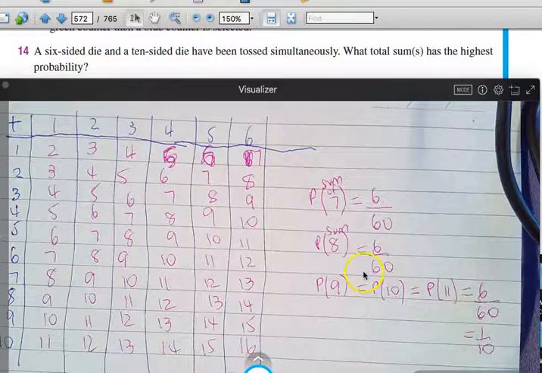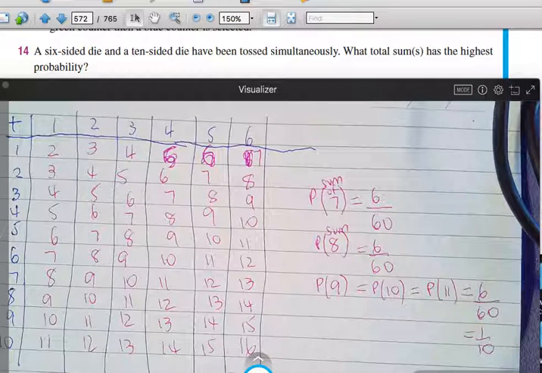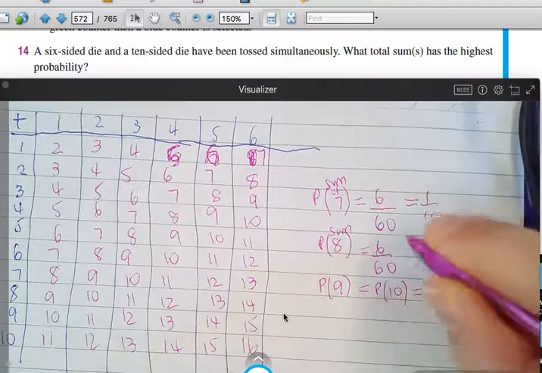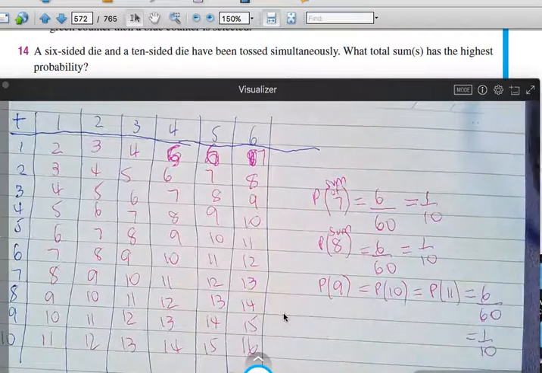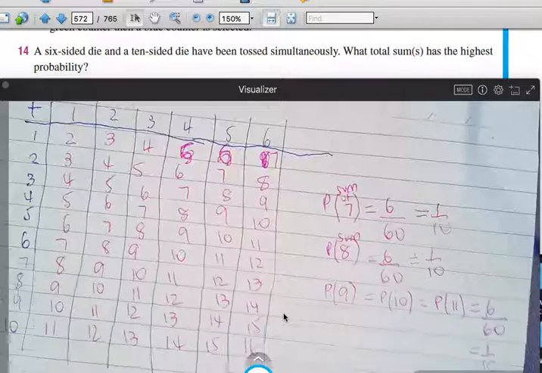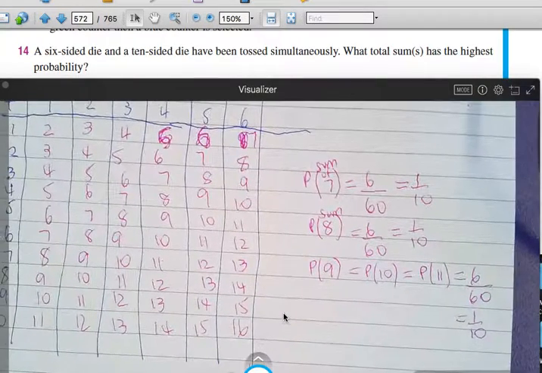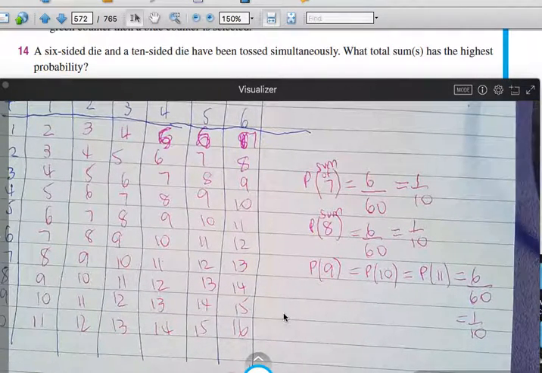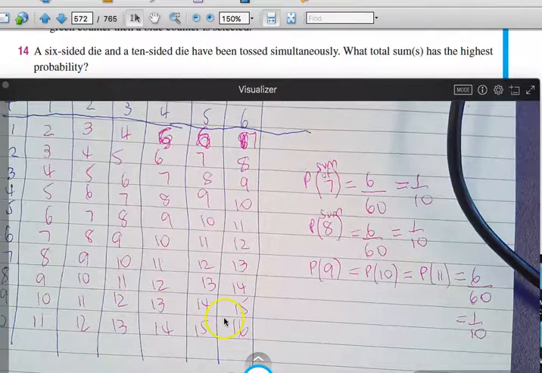And the probability of a sum of 7 is 1/10, same as a sum of 8. Same for a sum of 9, it is 1/10. Same for a sum of 10, same with the sum of 11. The others, there are only 5 in the table, or 4, or 3, or 2, or 1.